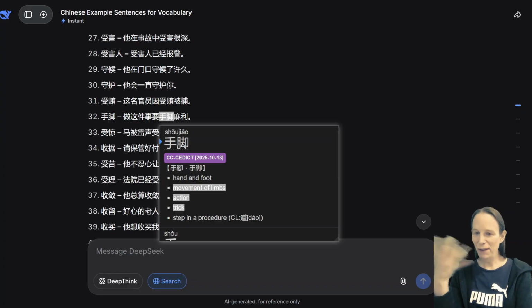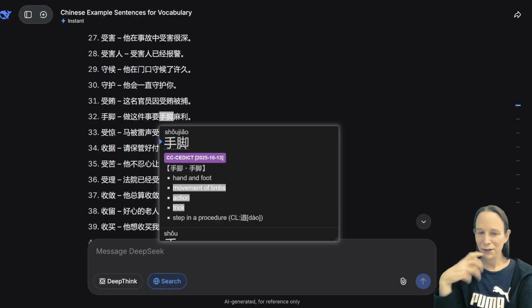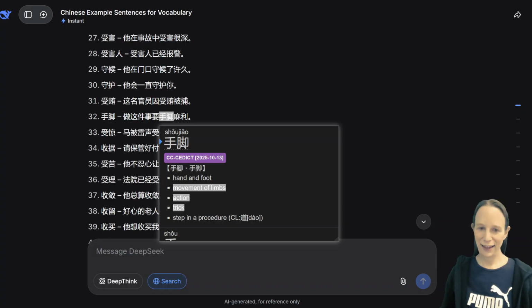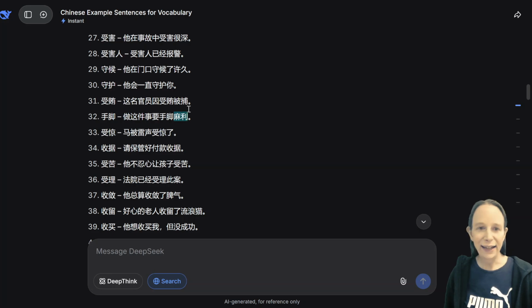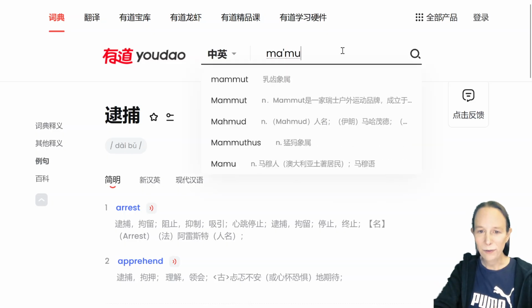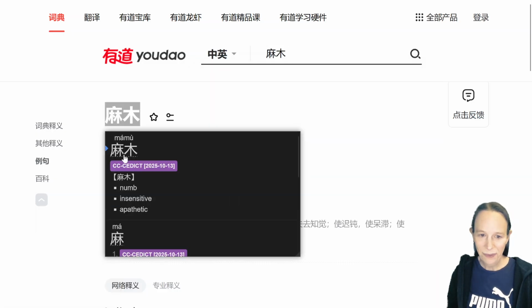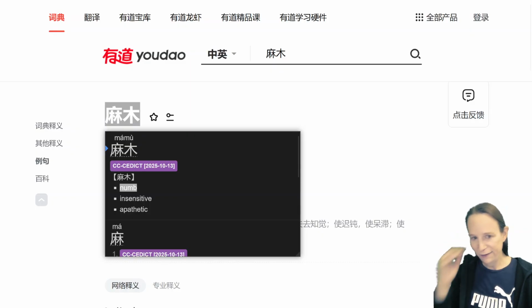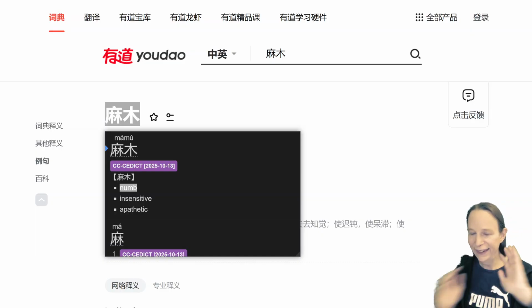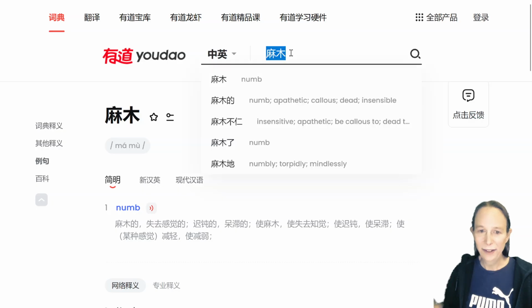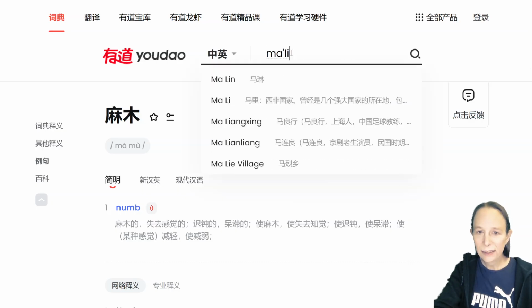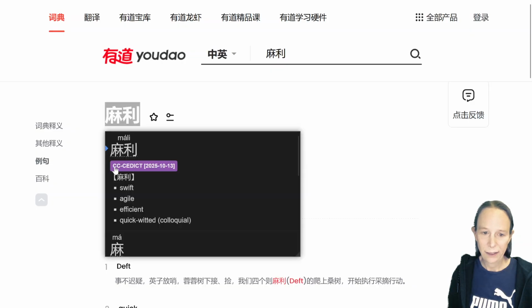So your hand and feet represents things you can do with your limbs. Okay, physical activities. So 麻利, I did not know this word. So I know 麻木, of course. 麻木 is numb in the sense of no sensation of pain or that sort of thing. 麻利. I did not know this word. 麻利. Shall we look it up?